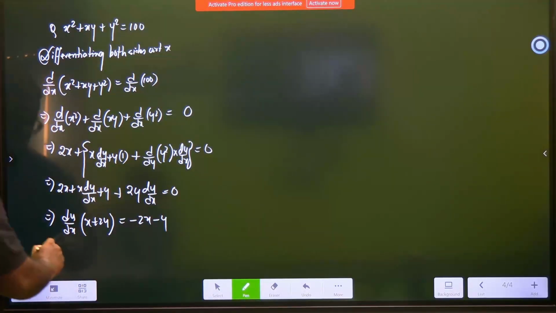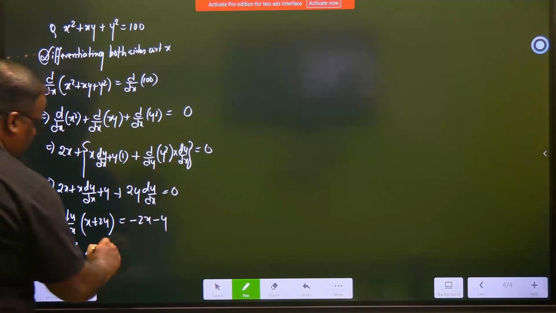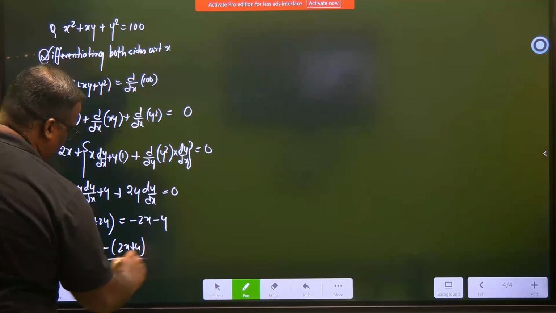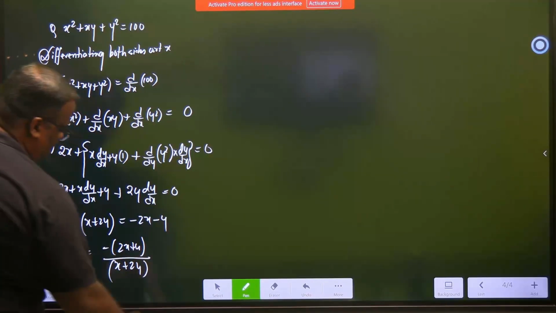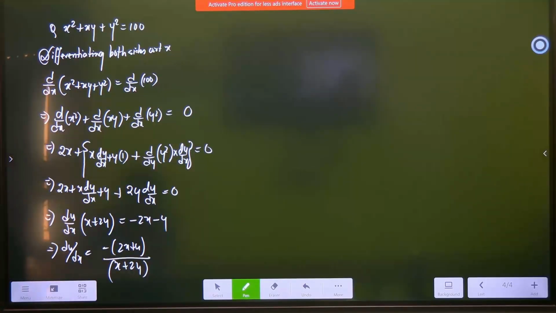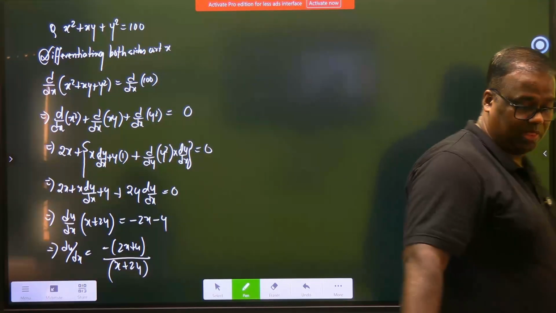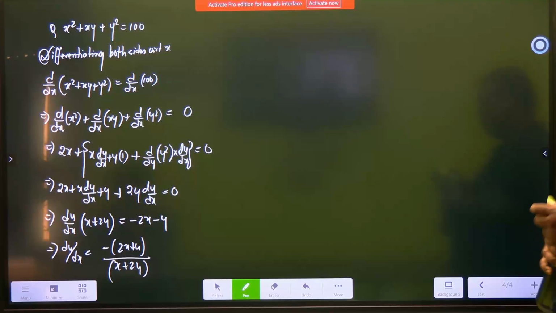So dy by dx becomes equal to negative (2x plus y) divided by (x plus 2y). Check. Do on your own and keep checking the steps.